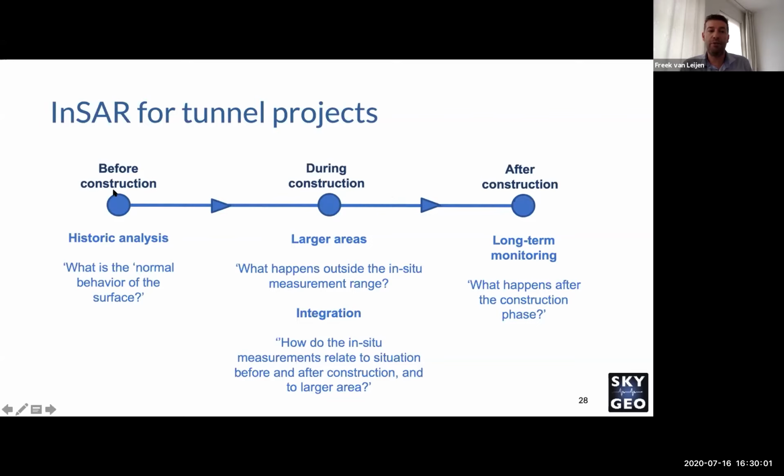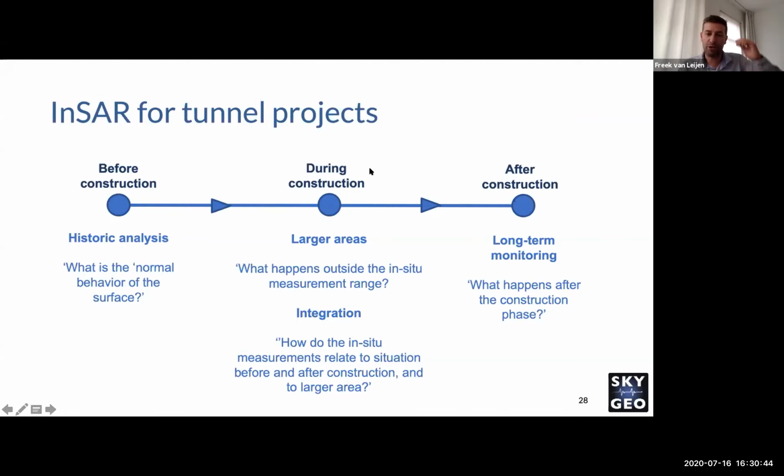For instance, before construction, you can do a historic analysis to know more about the natural behavior of a certain location. With all the other techniques that I mentioned, you need to start your measurements today to be able to draw a conclusion in a few years' time maybe. Because if you don't have measurements from the past, you don't have anything to analyze. Now with InSAR, the data sets from the past are still in the archive, so we can analyze them anytime. We can actually look back in time, so we can tell you what has happened over the last 10 years, for instance, or even 20 years if you want.